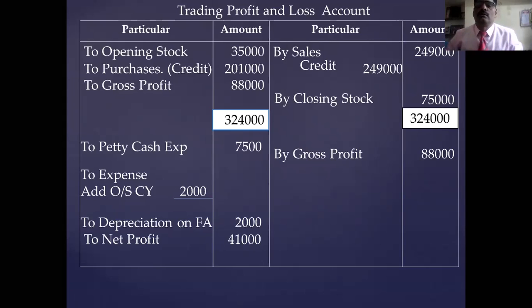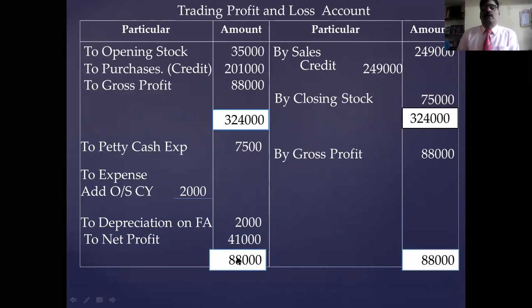Problem is over. Then what to do? I'll close the P&L account. P&L account total is 88,000. Okay. What is the difference? Difference is the expense. Okay, the difference is the missing information. Difference is 37,500. Okay, 37,500 is the difference.